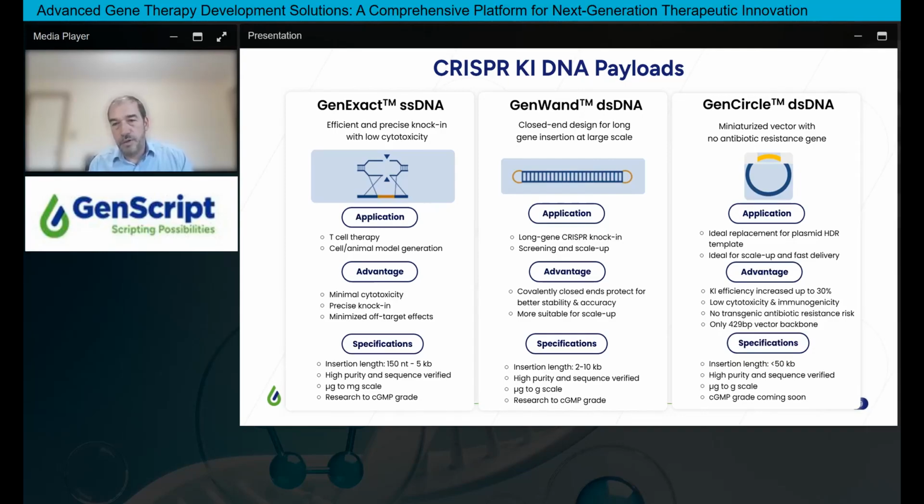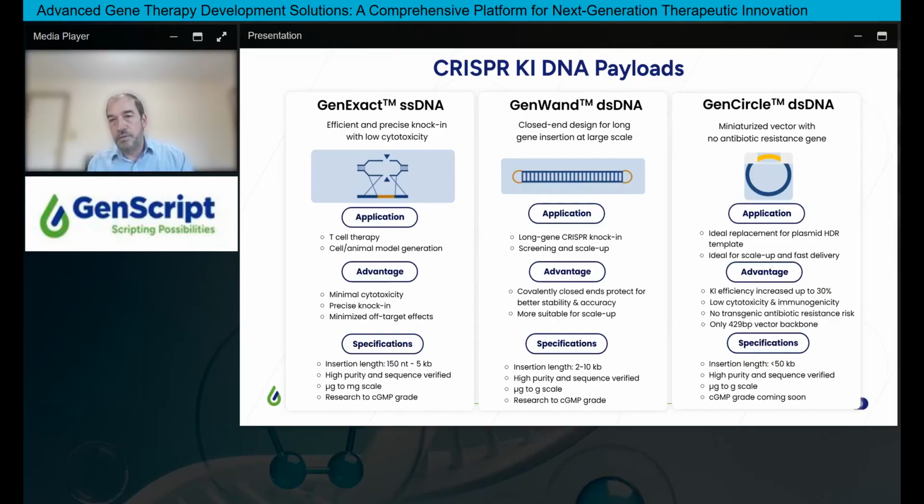We also offer double-stranded DNA with covalently linked ends. The advantage is that the covalently linked ends stabilize the template, making it more stable for scaling up and for accuracy of the modification. This template also allows you to insert genes up to 10 bases.